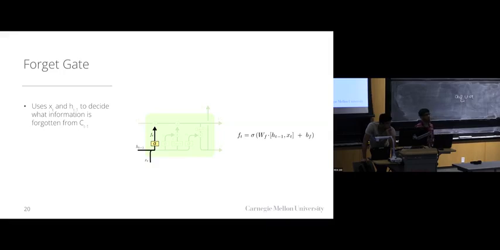Okay, so there's 3 gates in an LSTM. The first gate is called the forget gate. It takes in the concatenation of your hidden state and your input state, and you apply the sigmoid layer, and that gets you a matrix that represents how much of the original cell state you want remembered.